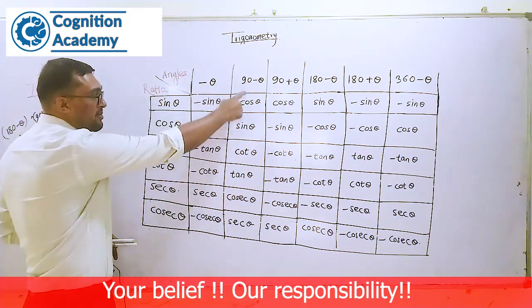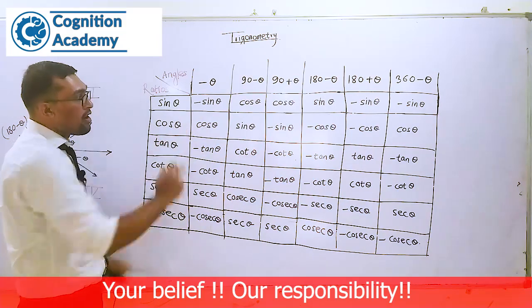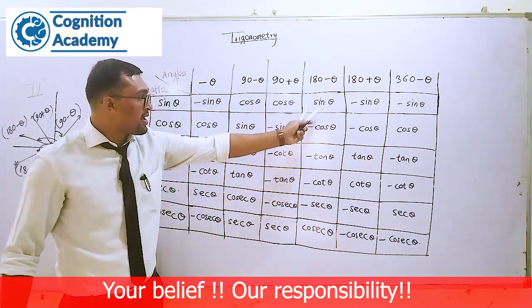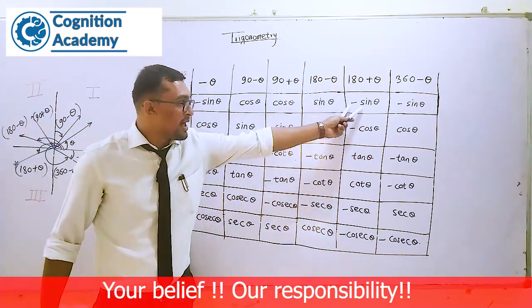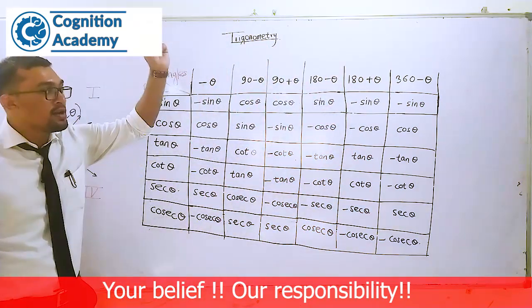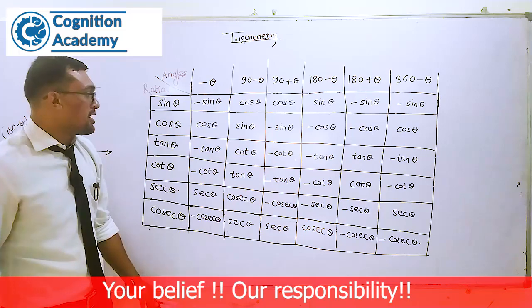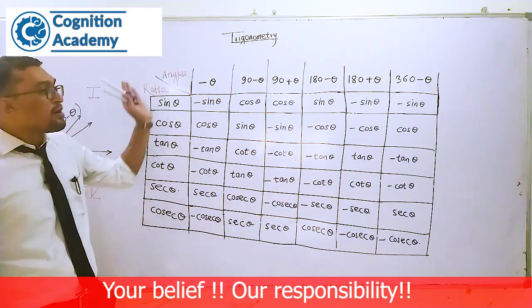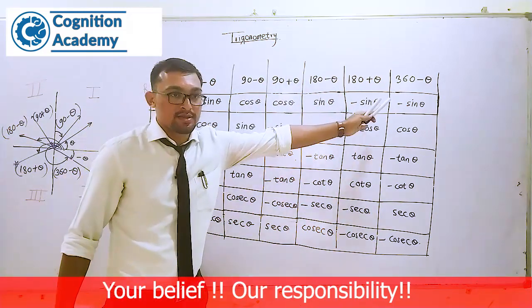Sine of 90 minus theta becomes cos theta. Sine of 90 plus theta again becomes cos. Sine of 180 minus theta becomes sin theta. Sine of 180 plus theta becomes minus sin theta. And sine of 360 minus theta becomes minus of sin theta. So in this way you can read all the different values of trigonometric ratios for the different allied angles.